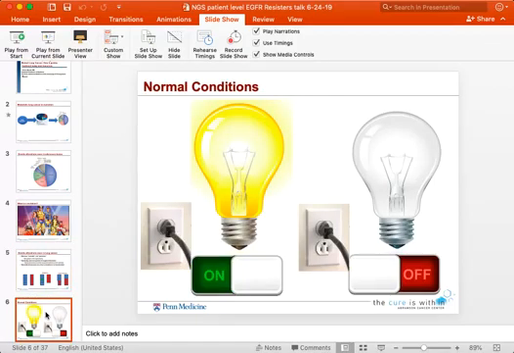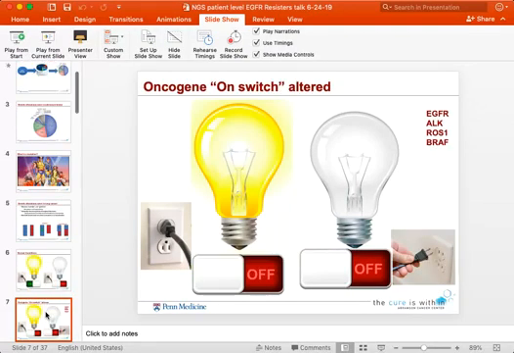Okay. So this is normal conditions. So under normal conditions, you have a gene, and the gene has an on switch and it has an off switch. So it's like if you have a lamp and the lamp is plugged in, right? You turn the lamp on, the lamp will turn on, right? The light will turn on. If you turn the lamp off, the lamp will turn off. And that's normal conditions. So something like EGFR is what's called an oncogene.